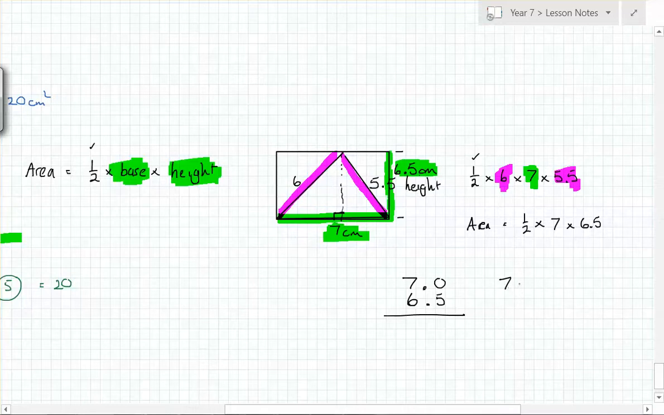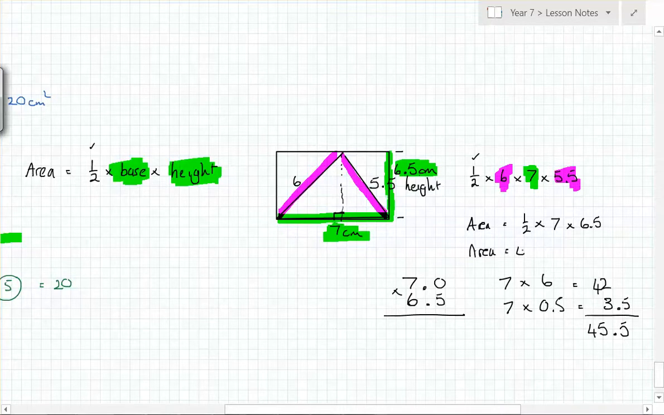Well, for me, I would actually do 7 times 6 and then 7 times a half. Yeah, that's what I did. So 7 times 6 is 42, so your answer can't be right. And then 7 times 0.5, or half of 7, is 3.5. And we put them together and get the answer, 45.5. So the area is 45.5 centimetres squared. So it's very important that when you work out the area of a triangle, you take the base and the height.